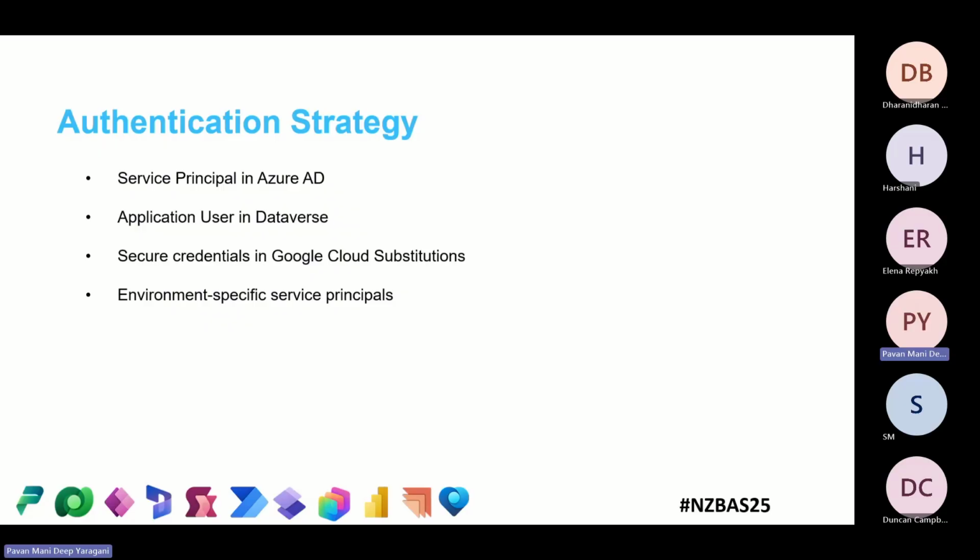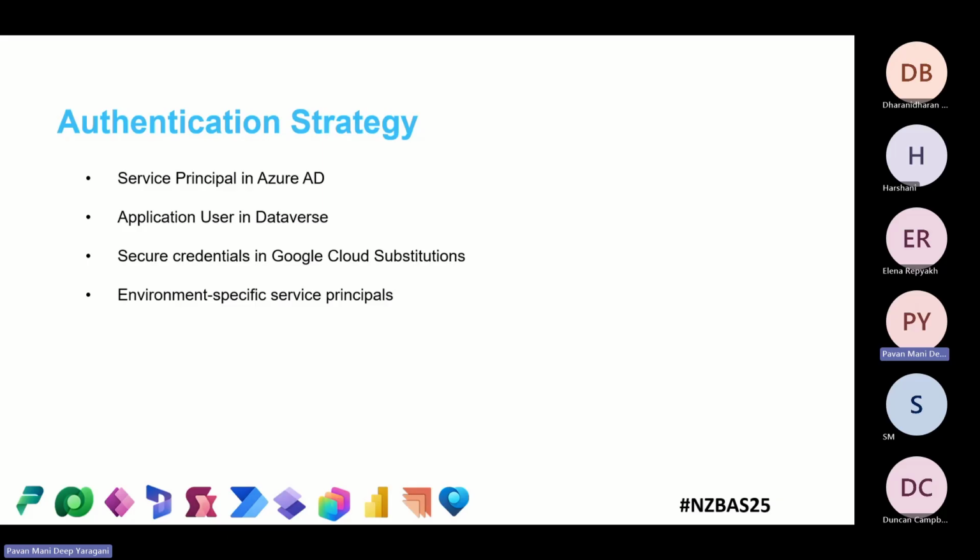So, authentication strategy. As everyone knows, for Power Platform environment authentication, we'll be using a service principal. That is one of the best approaches. We can create a service principal, and once we create it, we need to register an app user and store that app user for this environment.